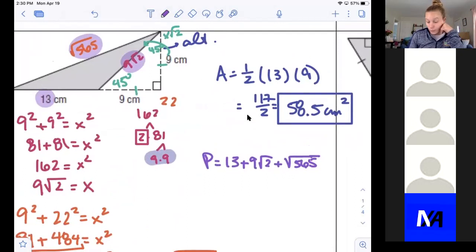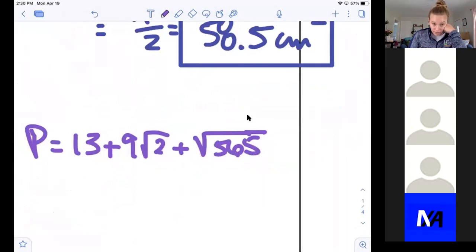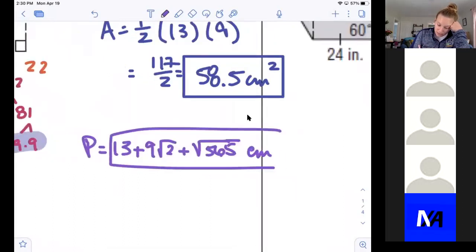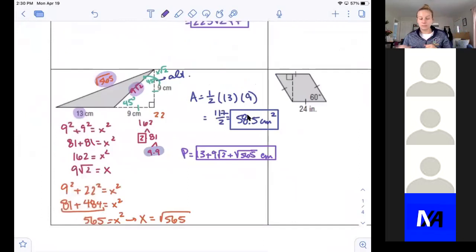13 has no other real number with no radical to combine it to. The other 2 radicals are root 2 and root 565, and those are not the same, so they don't get to be like terms either. And I know this is messy, 13 plus 9 root 2 plus root 565, but that's okay. That's my answer. I'm just going to throw my unit at the end, centimeters, and call it a day. All right. Anybody have any questions on this third problem on this page?